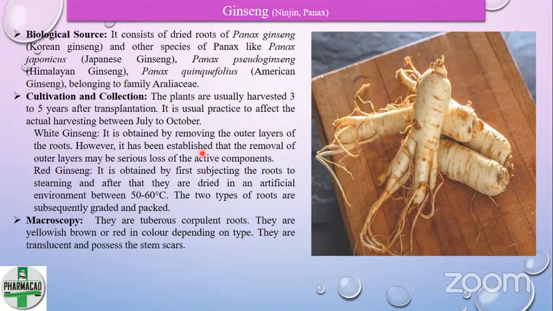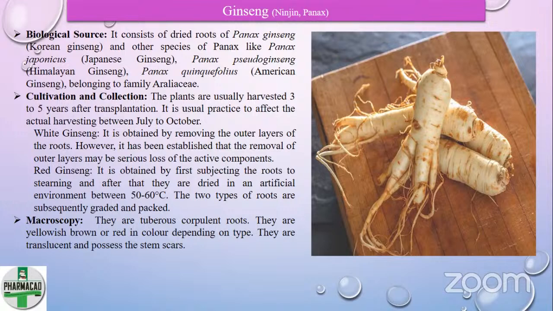White is obtained by removing the outer layers of the roots, whereas red is obtained by first subjecting these roots to steaming, and after that they are dried in an artificial environment between 50 to 60 degrees Celsius. The two types of roots are subsequently graded and packed. They are tuberous, corpulent roots, yellowish brown or red in color depending on type. They are translucent and they possess stem scars.